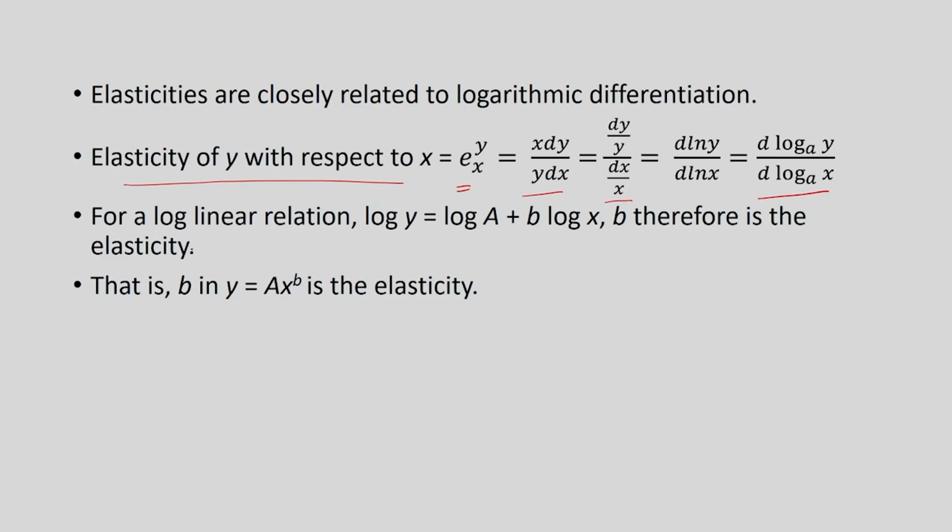For a log linear relation, log y is equal to log of a plus b times log x. b therefore is the elasticity, because if you take d log of y over d log of x, then it becomes small b. And d log y over d log x, we have seen, is the elasticity. So, b is the elasticity. Therefore, in the relation y is equal to a x to the power b, b is actually the elasticity of y with respect to x. This is an important relationship which is often used in econometrics.